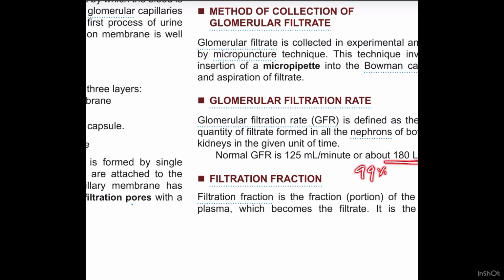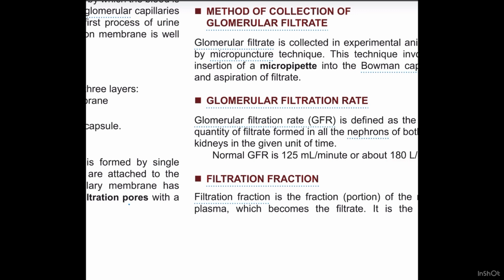99% of this filtrate is going to be reabsorbed, including useful glucose, amino acids, ions, bicarbonate ions, and sodium ions, which are required by us. So only 1% is going to be eliminated. Hence the urine will be 1 to 1.5 liters per day from this glomerular filtrate. So per minute it is 125 ml and per day 180 liters glomerular filtration rate.